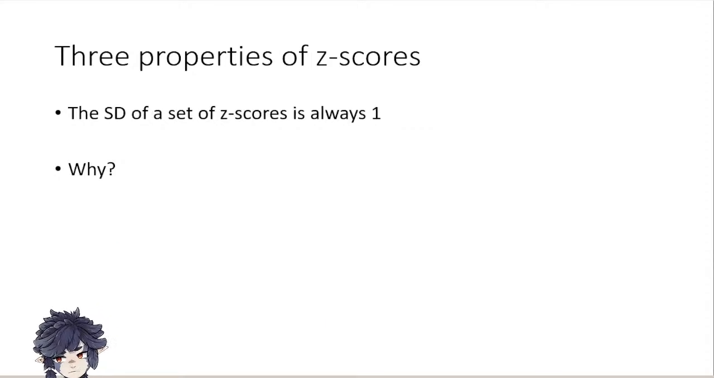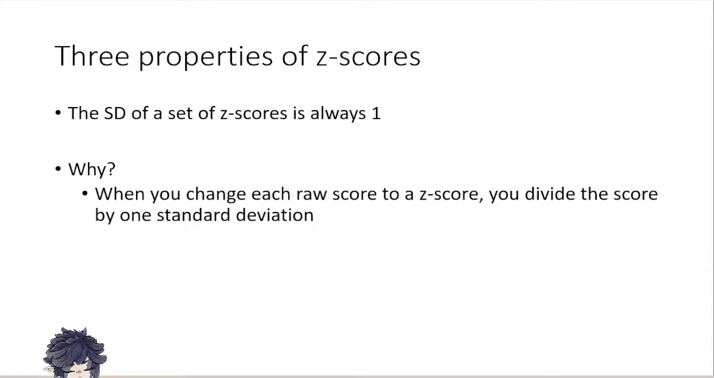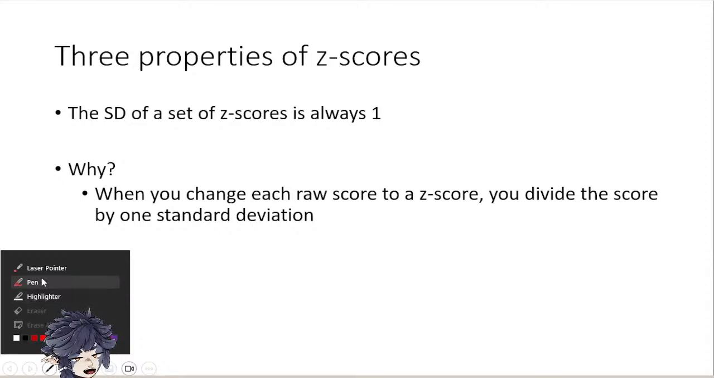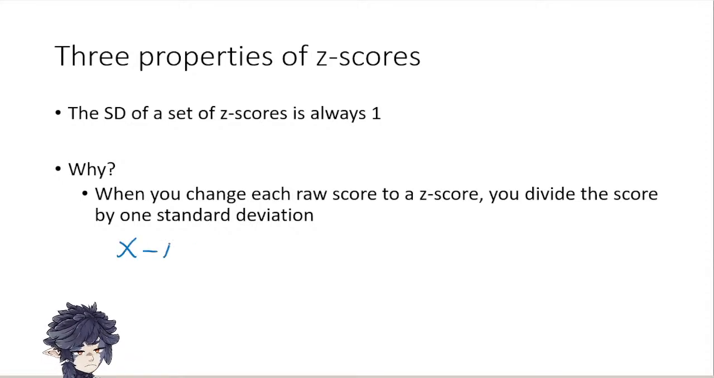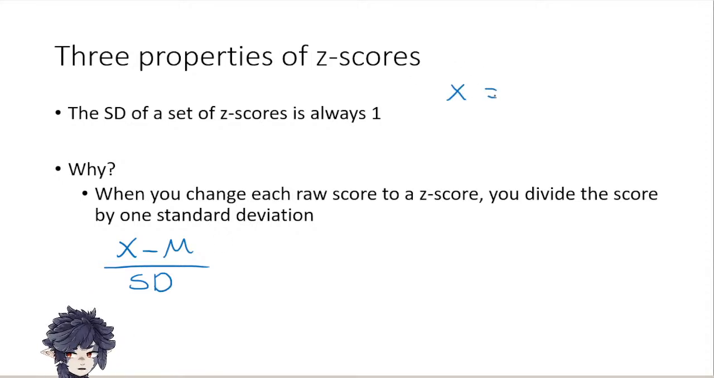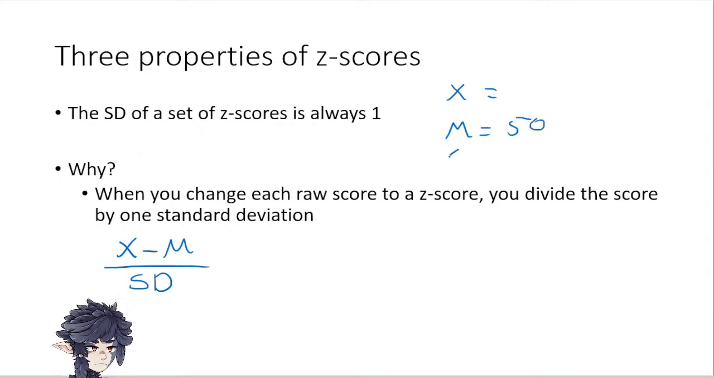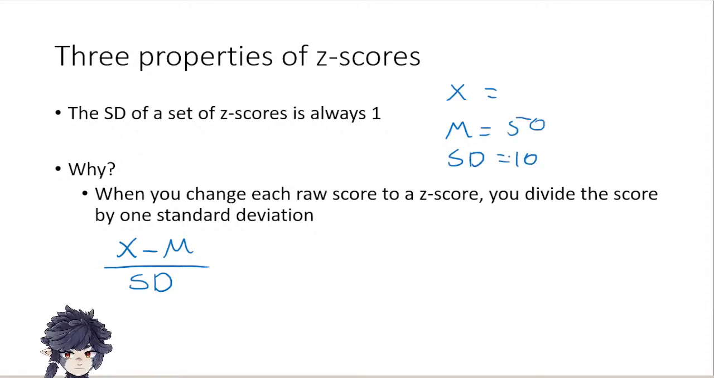The second property is that the standard deviation of a set of z-scores is always going to be exactly 1. Why? Well, first off, mathematically speaking, let's look at that formula again. The formula for z-scores, again, is a score minus the mean over the standard deviation. Let's say our score is exactly 1 standard deviation above the mean. So let's say the mean is 50, the standard deviation is 10, and if your score is 1 standard deviation above the mean, that means it is 10 points above the mean.